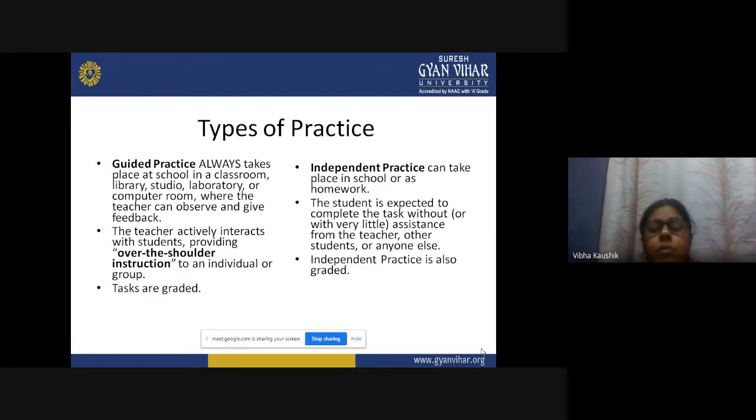Assistance from the teacher: they can take help from the teacher to complete the task. Other students: they can also take the help of other students or anyone else. Now, anyone else can be their father, their mother, their neighbors, their elder sisters, or anyone. Independent practice is also graded, and that independent practice is also to be graded by the teacher.